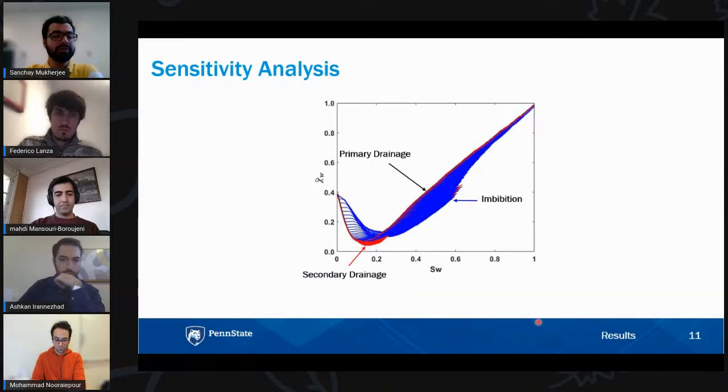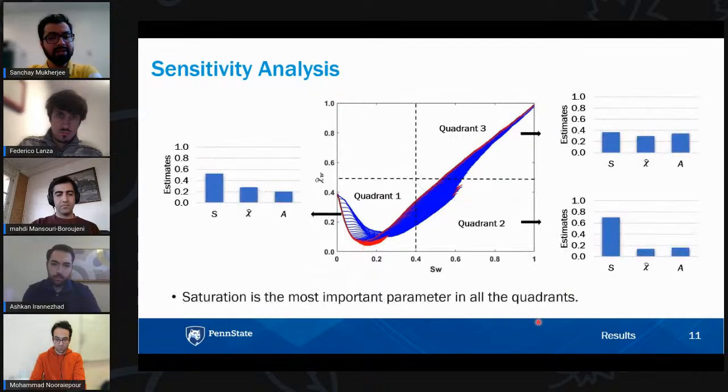We can also further zoom in on each of these wetting phase and non-wetting phase data sets to analyze the sensitivity of the predictors across the saturation domain. In this slide, we look at the wetting phase, and the arrows point towards different quadrants into which we have divided the saturation and connectivity domain. We have used three saturation domains, and as you can see from the results, in all of the domains, saturation dominates all quadrants over connectivity and specific area.